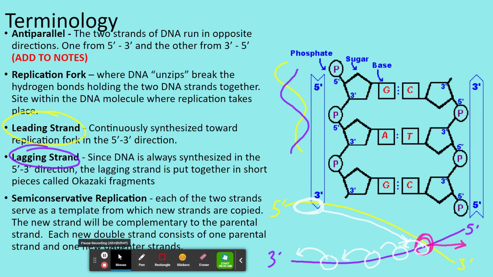The semi-conservative relationship just means that you have the 5' and 3' strands. The new strands will be complementary to the parent strand or the original strand, and each new double strand, or each new chunk of DNA, will be made up of half of the parent strand and half of the complementary or daughter strand.